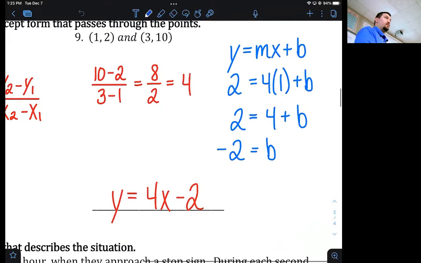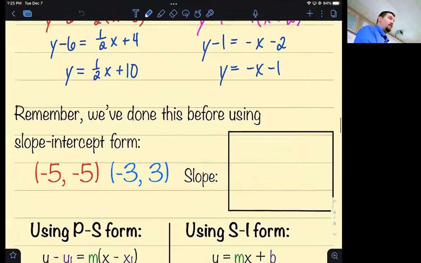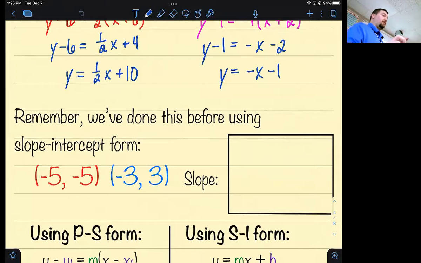Well, we're still finding the slope. We're still plugging in for x and y, but we're plugging in for x1 and y1. And then instead of rewriting it, once we have it solved, it's already in that form, so we're good.